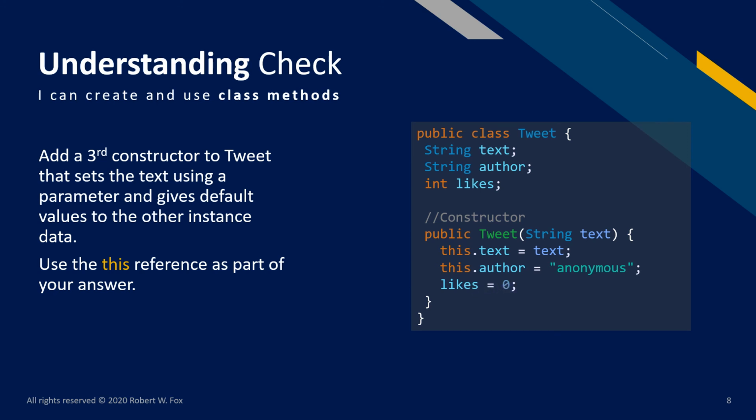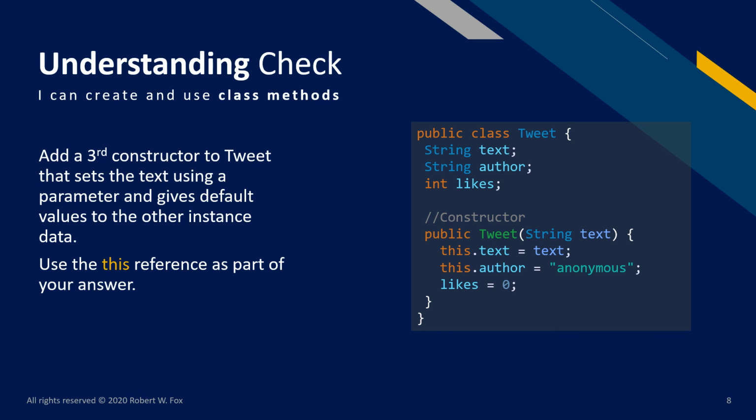Now, one thing I wanted to mention here when we talk about the this reference, sometimes you need it and sometimes you don't. So in the solution here, I definitely need to say this dot text equals text because my parameter is named text and my instance data is named text, and there has to be a way to distinguish which one I want. In the next line, I said this dot author equals anonymous.